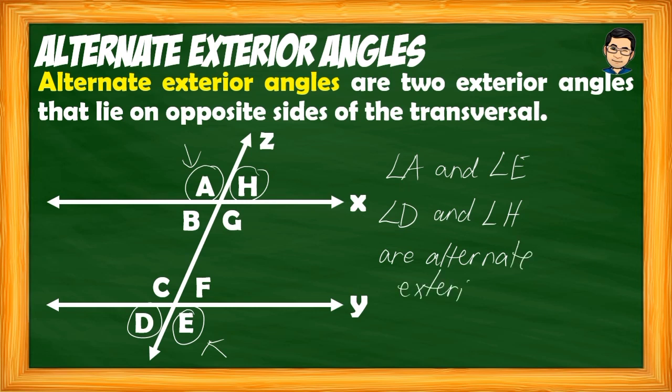So, kagaya po ng alternate interior angles, alternate exterior angles are also congruent. For example, if angle A is 100 degrees, angle E is also 100 degrees. And then, angle H and angle D are also congruent.